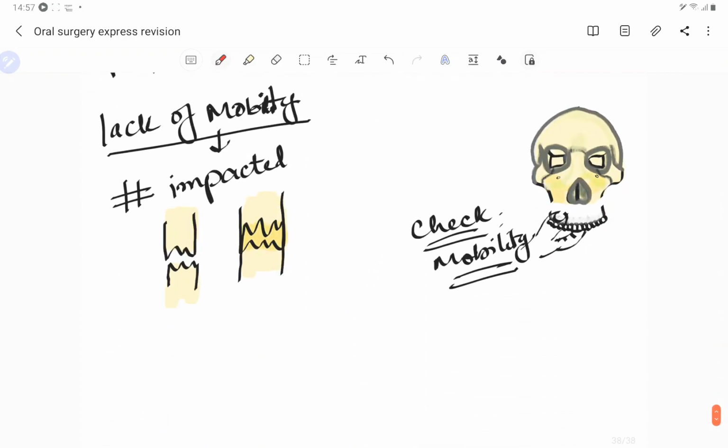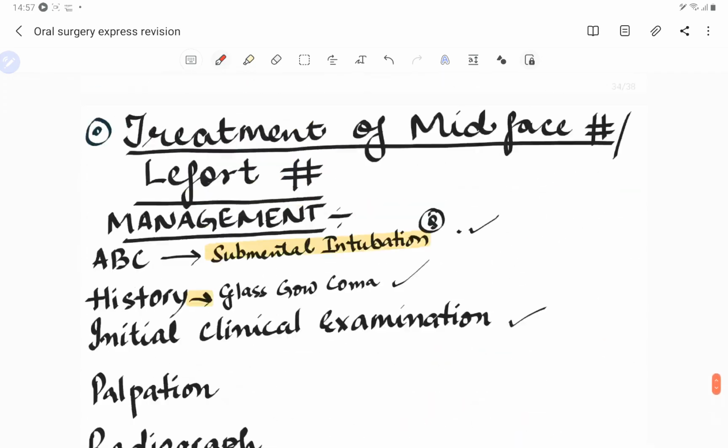Then we check for the step deformity. We palpate intraorally, palpate on the buttress region, and disclose if there is any step deformity. Then we check for the intercanthal width. We check for traumatic telecanthus if the distance is more than 32 millimeters. So basically we examine with a gloved finger and check for the mobility.